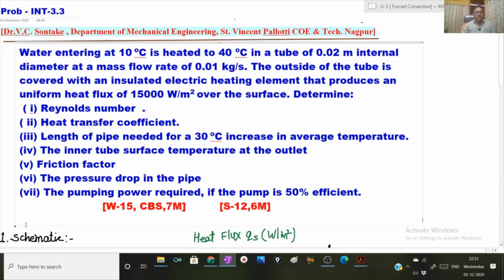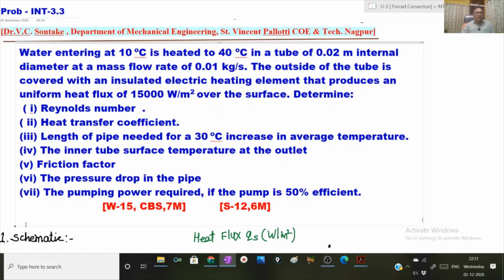Problem INT 3.3. Water entering at 10 degrees Celsius is heated to 40 degrees Celsius in a tube of 0.02 meter internal diameter at a mass flow rate of 0.01 kg per second. The outside of the tube is covered with an insulated electric heating element that produces a uniform heat flux of 15,000 watt per meter square over the surface.